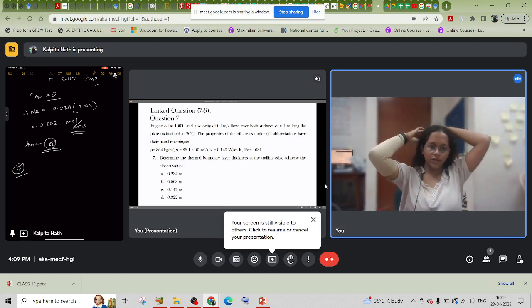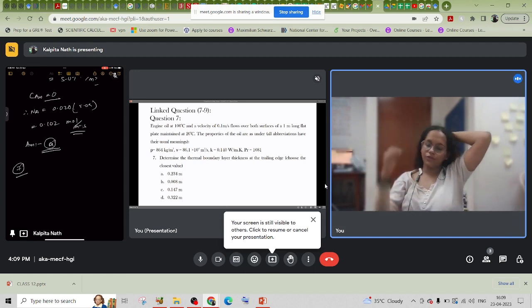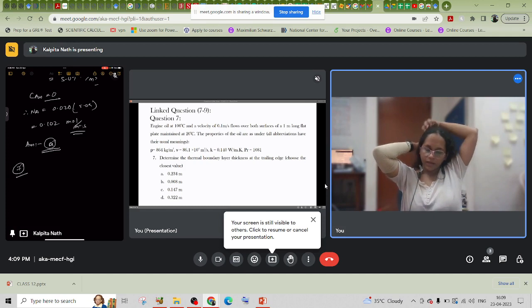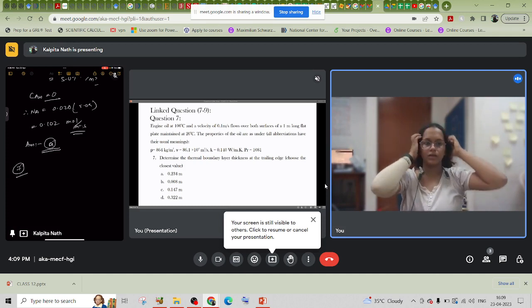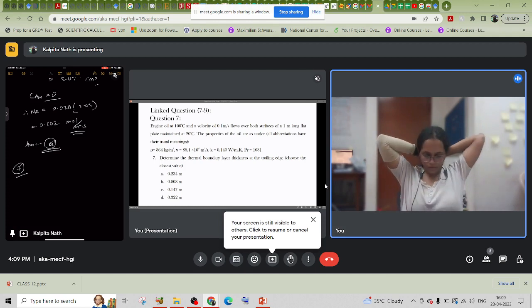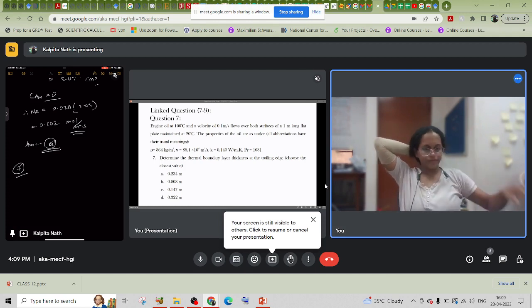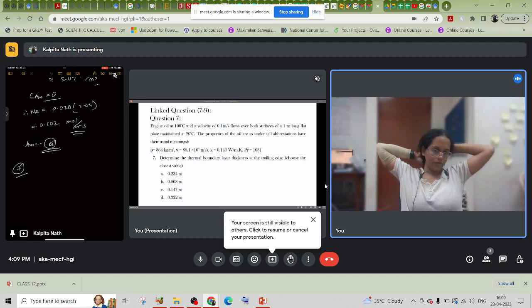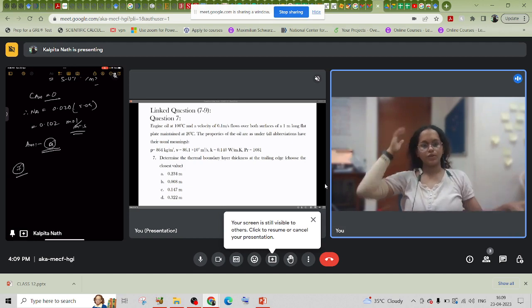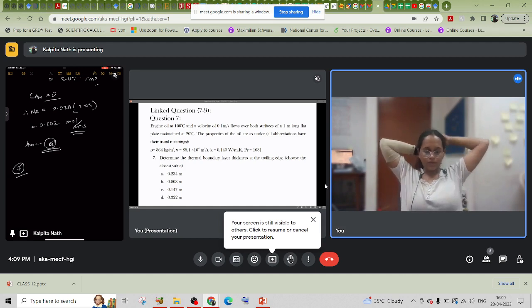For every question of this type, you have to find out the Reynolds number first, and whether it is laminar or turbulent. Depending upon that, you will decide what the boundary layer thickness equation will be. For laminar flow, one equation is there. For turbulent flow, another equation will be used. So based upon the Reynolds number, you will choose the equation.